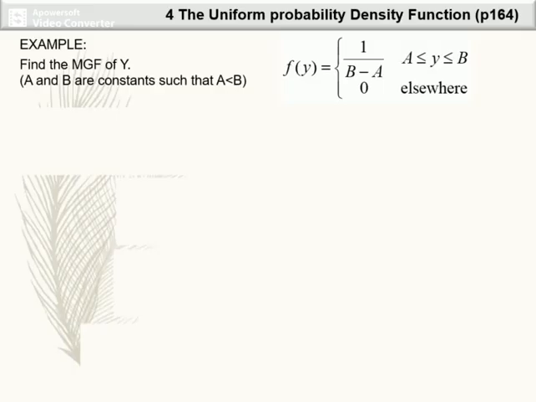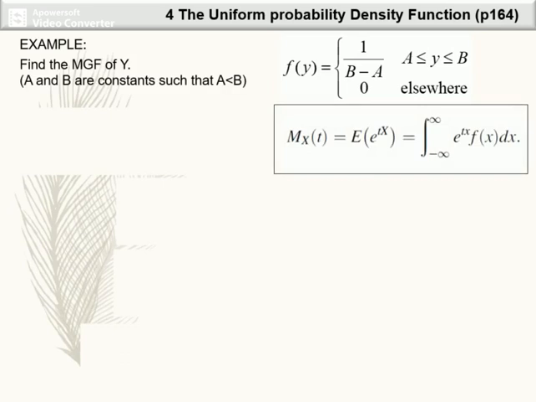Not every moment generating function is going to require that trick with infinity where you need to restrict t to be on a certain interval. Some moment generating functions actually are valid for t values that go from minus infinity to infinity. And I want to look at an example where you don't have to do that trick. So it's a little bit on the simpler side. So in this case, we want to find the moment generating function of this y. A and b are just constants such that a is less than b. So this is how you would proceed.